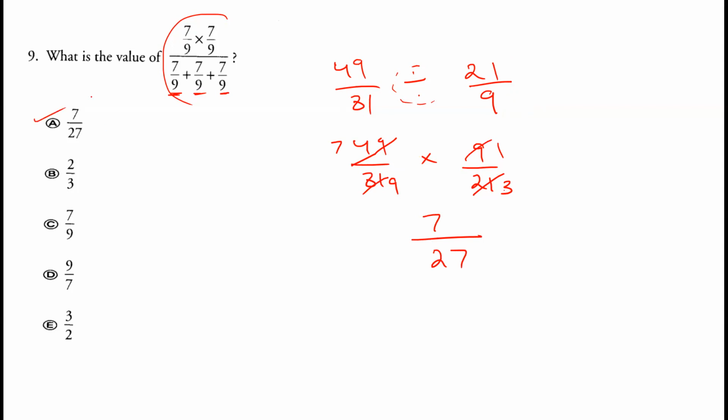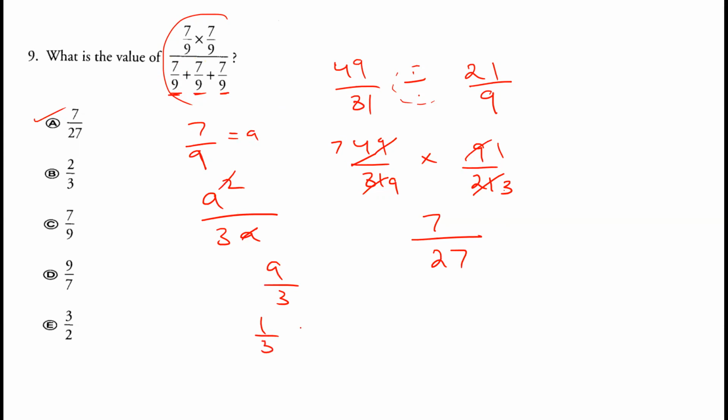Now the second way you can do this, we can substitute 7 by 9 equals A. Let's take it as A. Now the first expression, or the numerator, would be A square. The denominator would be 3A. So 3A and A cancel, so we are left with A over 3.